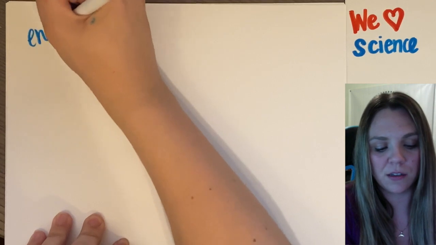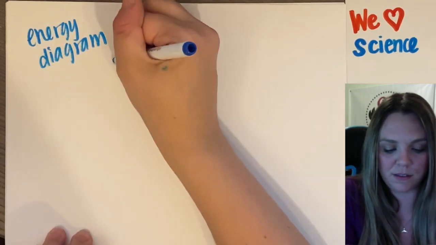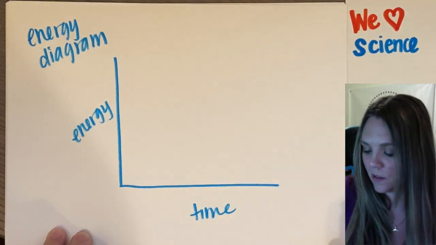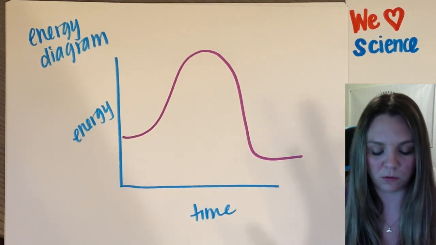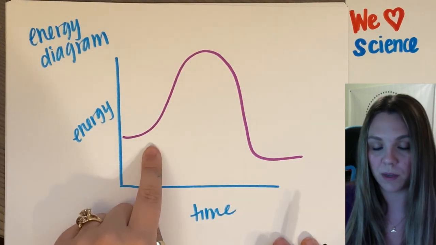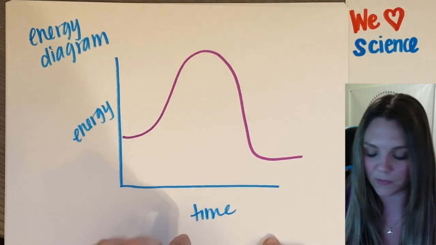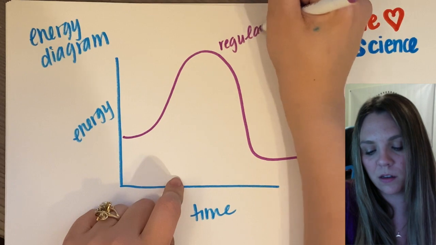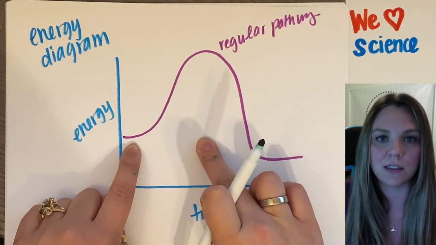And we have an energy diagram for our catalyst. This is time, energy. So if this was my random reaction energy diagram, you should be able to tell this would be an exothermic reaction, because products are lower than the reactants. But if this was my regular pathway, what a catalyzed reaction does is it would reduce the activation energy required.